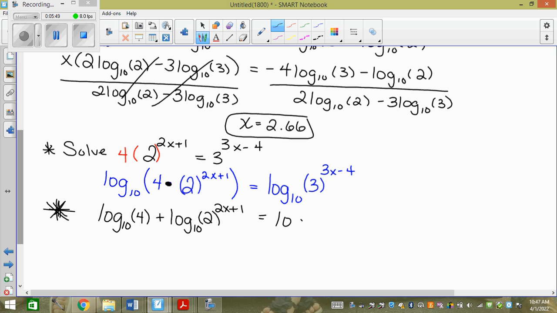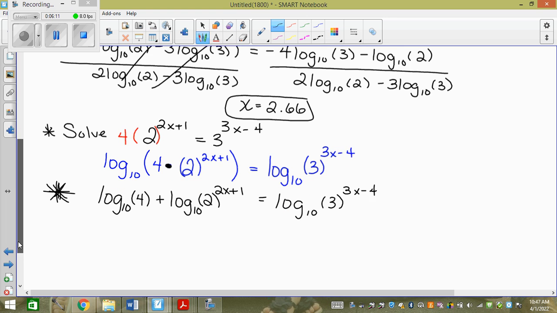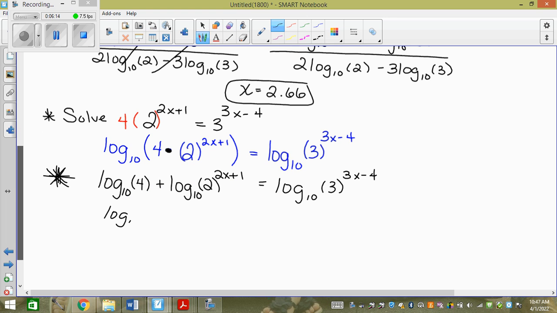Equals log base 10 of 3. And now we do every step the exact same as what we did before. So we just have this extra step in step 2. Now what did we do in the previous question? Took our exponents and dropped them in front, right? We're going to do the same thing. This log base 10 of 4 is just going to go along for the ride. So we get log base 10 of 4 plus 2x plus 1. These are going to drop in front. Log base 10 of 2.